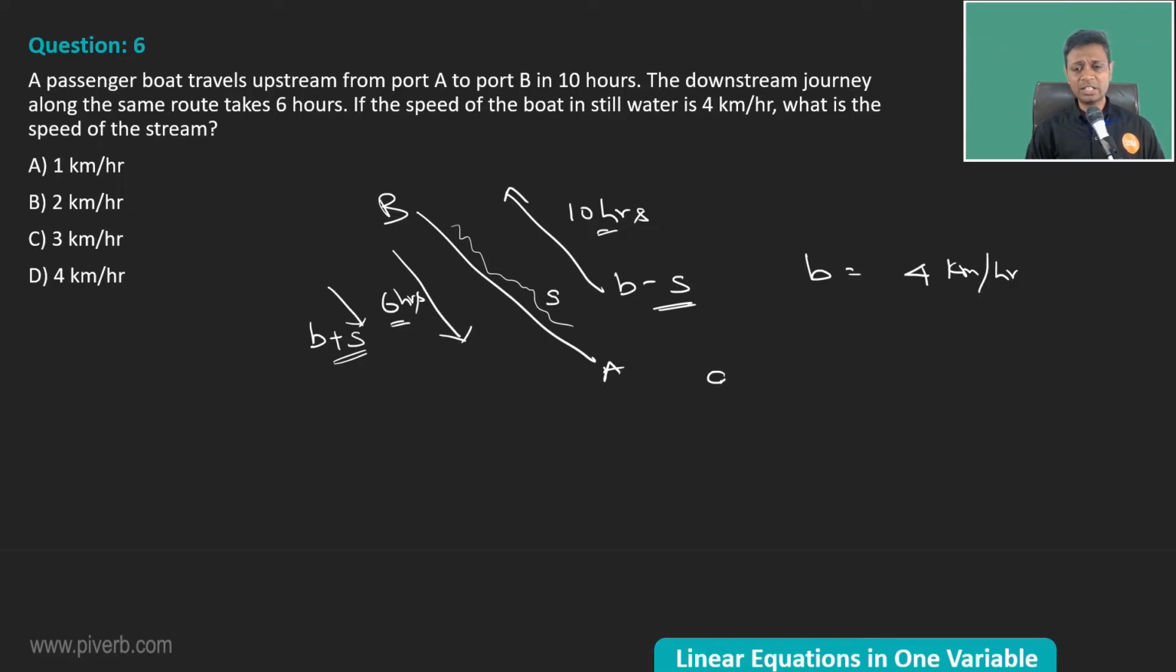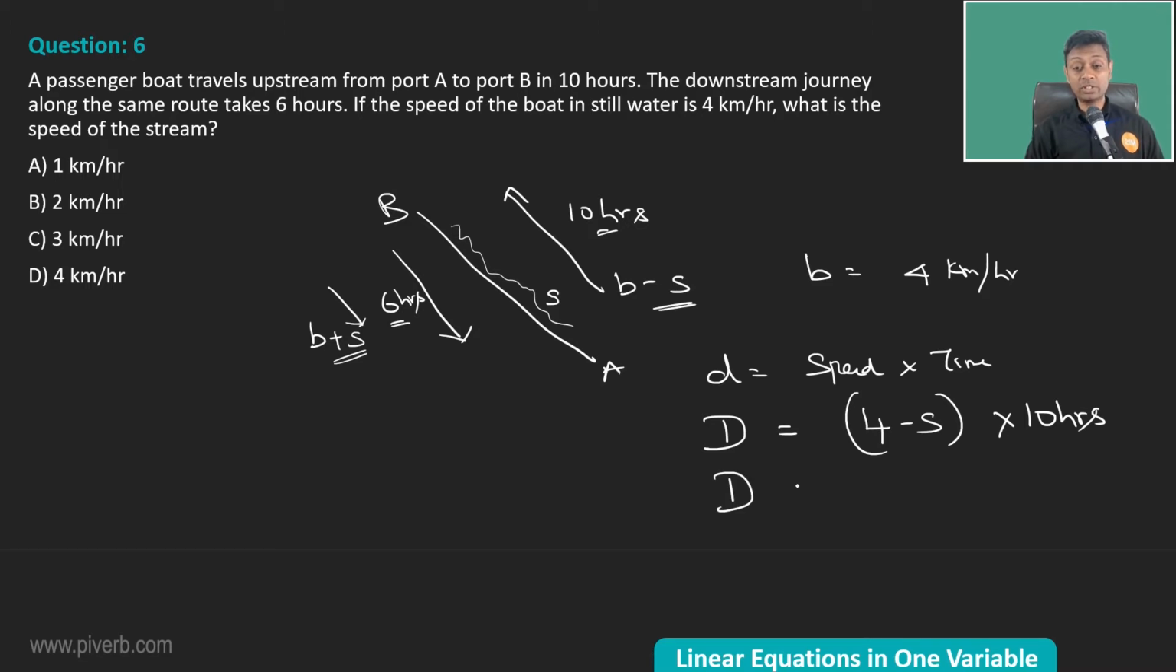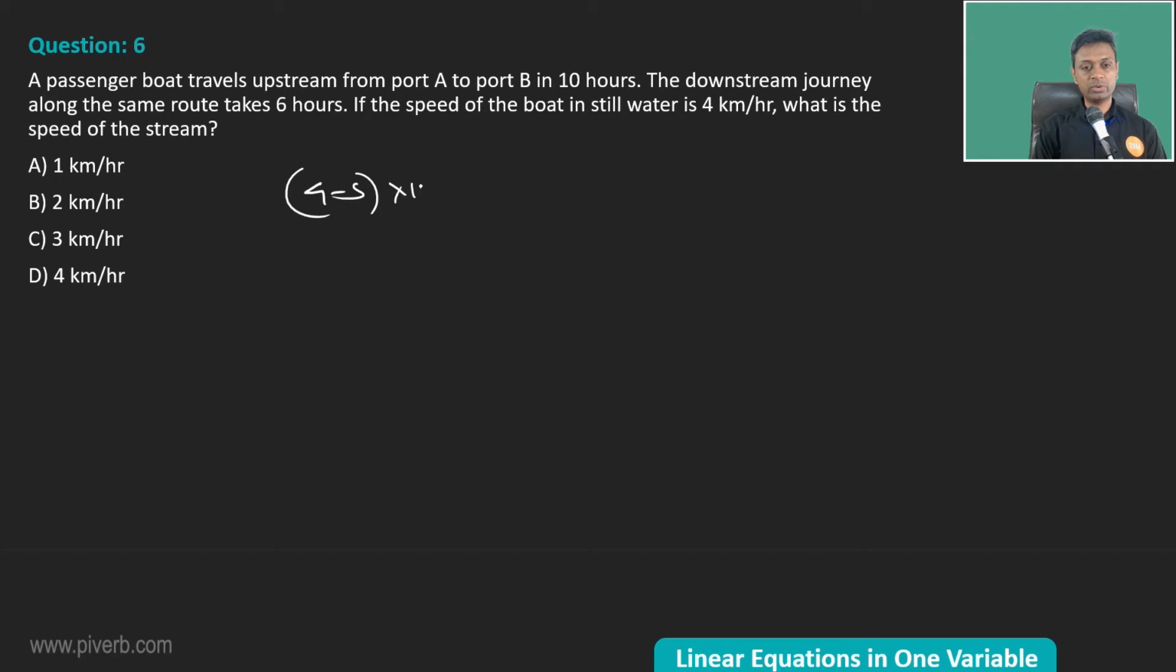Very simple question. Distance traveled is speed into time. So when we are going upstream, the distance traveled D is 4 minus S kilometers per hour into 10 hours. When you're traveling downstream, the equation for distance is 4 plus S into 6 hours. We're traveling the same distance, going from either A to B or B to A. This gives us 4 minus S into 10 equals 4 plus S into 6.